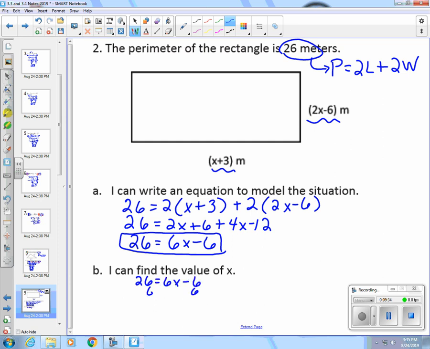We'll add 6 to both sides, and when we do, that gives us 32 equals 6x, and when we divide by 6 on both sides, x is going to be equal to 32 divided by 6. Well, I can simplify that fraction down to 16 over 3 because I can divide both numerator and denominator by 2. And we can leave it just like that. Could you write that as 5 1/3? Yes, you can, but I'm perfectly fine with leaving that as an improper fraction.